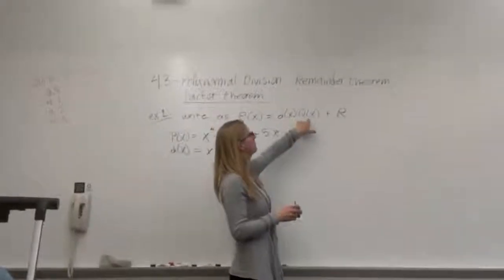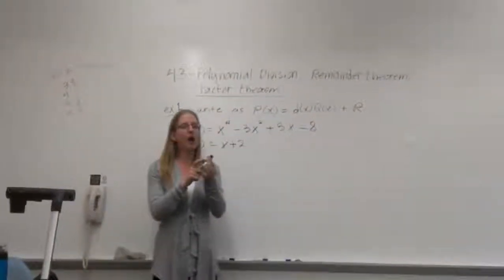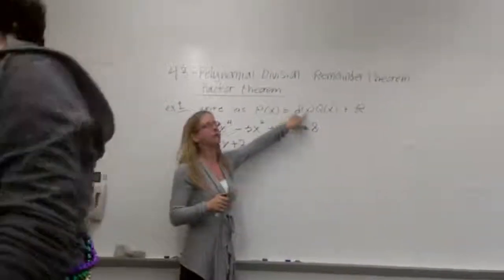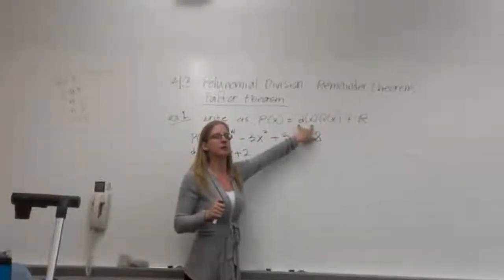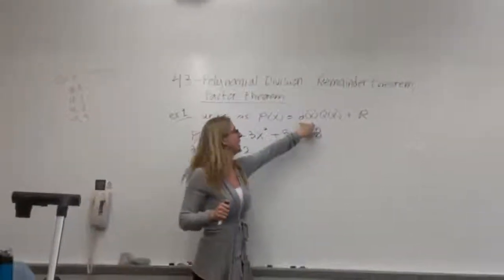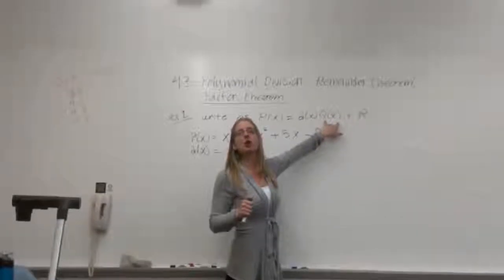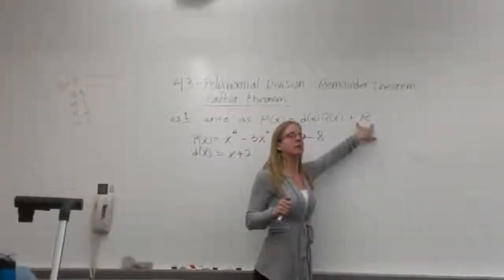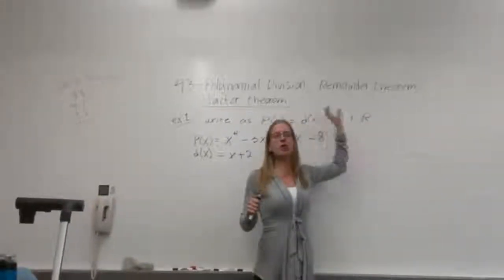equals d of x times q of x plus r. So what did it all mean? What did d of x mean? Divisor. What was q of x? Quotient. What was r? Remainder. You guys got those? Good. So long as you know those words, excellent.